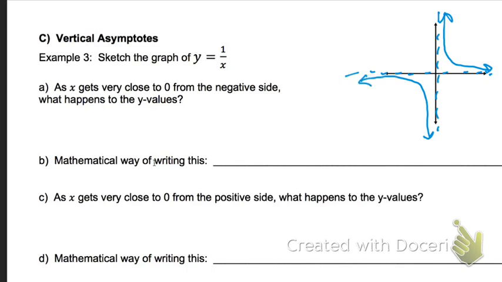Wait, I highlighted the wrong thing. So it says as x gets very close to 0, so this right here. Okay. As x gets close to 0, so as it's getting closer to the origin, what's happening to my y? It's going all the way down, so y goes to negative infinity.